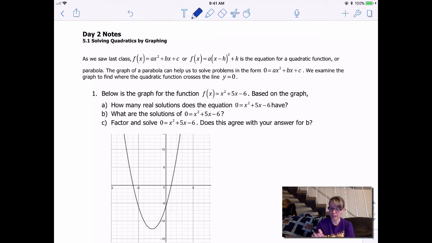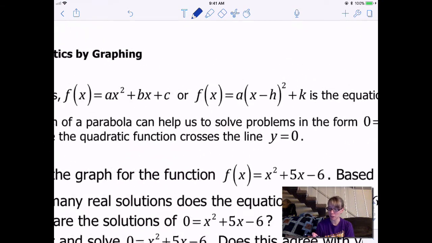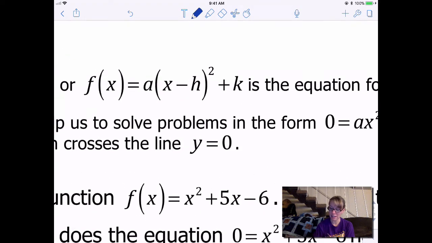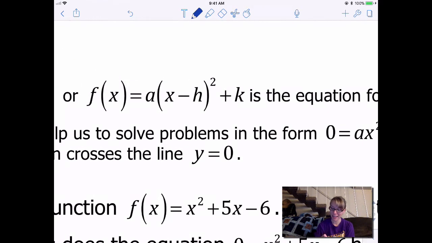So we saw last class that there are really two major ways to write the equation for a parabola. We have f of x equals ax squared plus bx plus c. And remember that f of x is just another name for y. And then our f of x equals a times x minus h squared plus k. This version is called vertex form. And again, we can still say that f of x is another name for y.